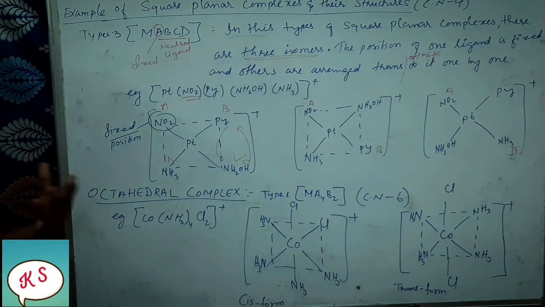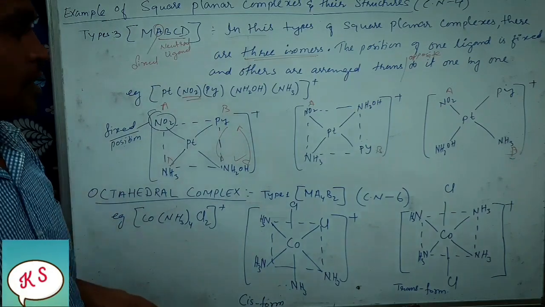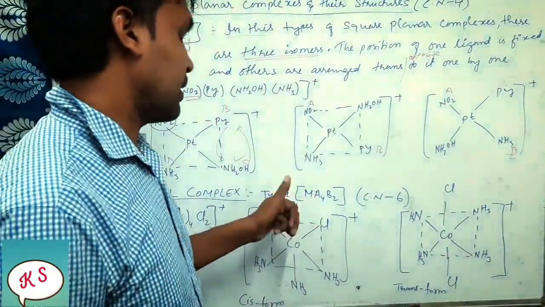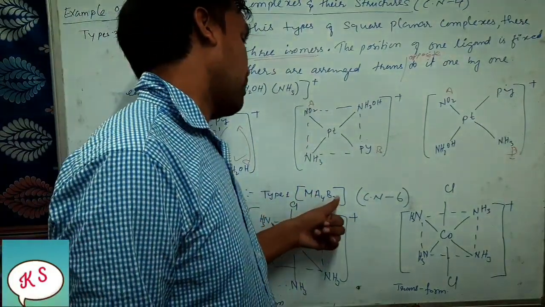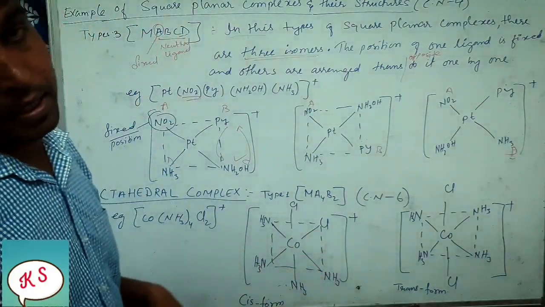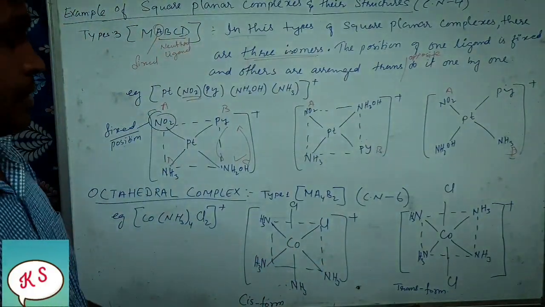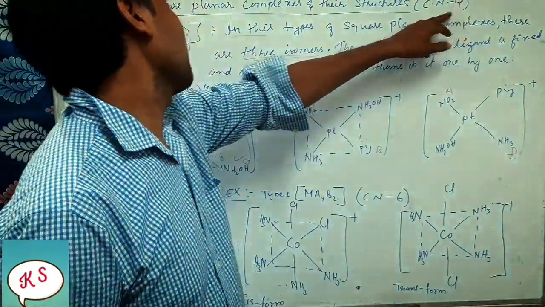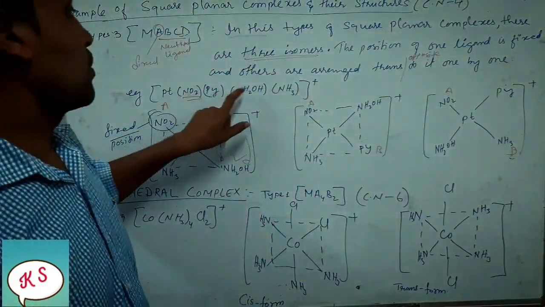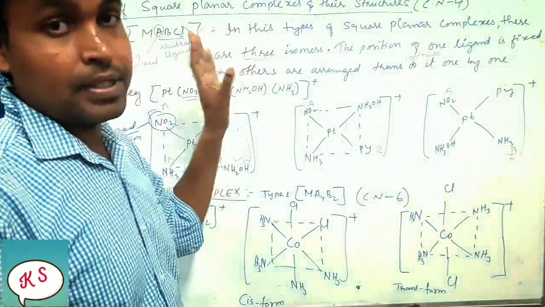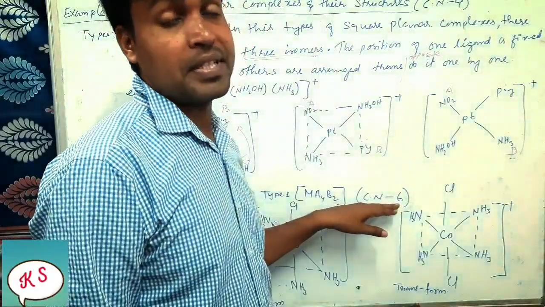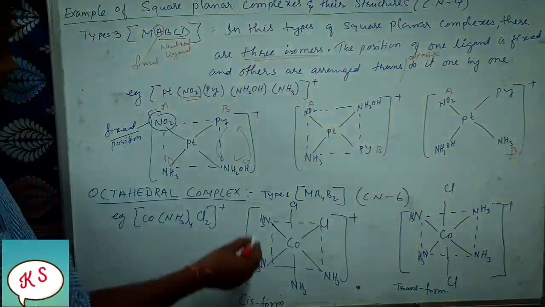Now we are coming to the octahedral complexes. So octahedral complexes, what is it? Type 1 in that is MA4B2, where A and B are neutral ligands. And remember, in square planar complexes the coordination number was 4. See here, 1 2 3 4, all we have seen has coordination number 4, but in octahedral we will find that the coordination number is 6.